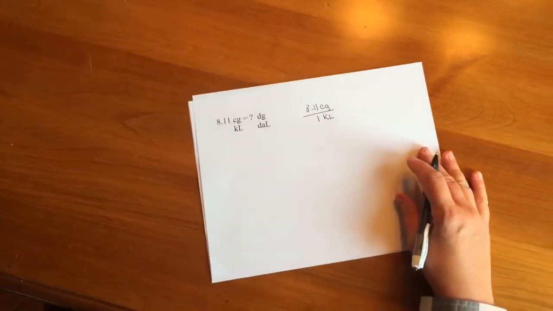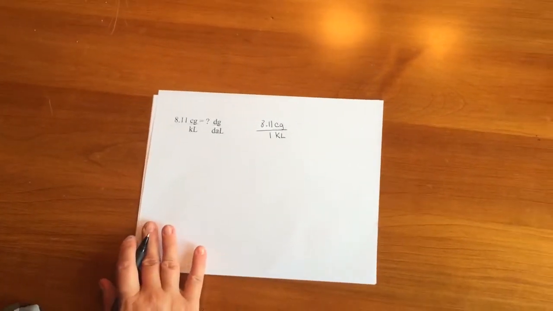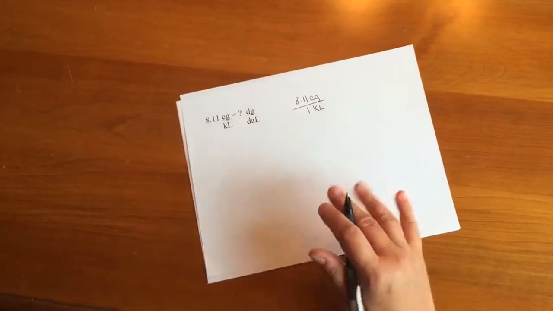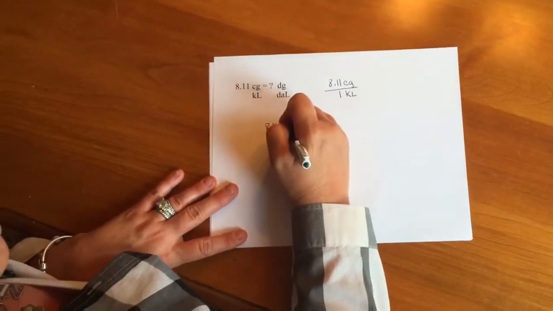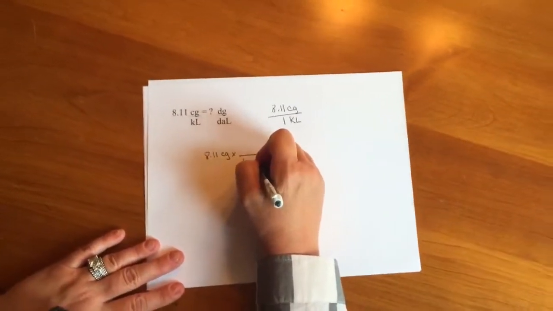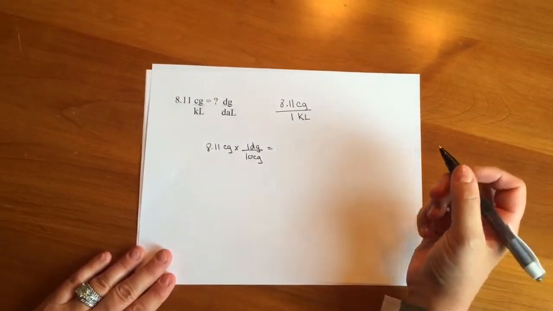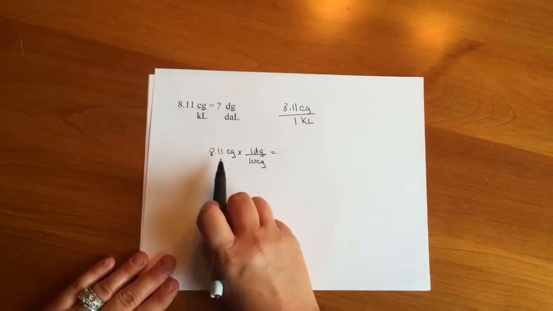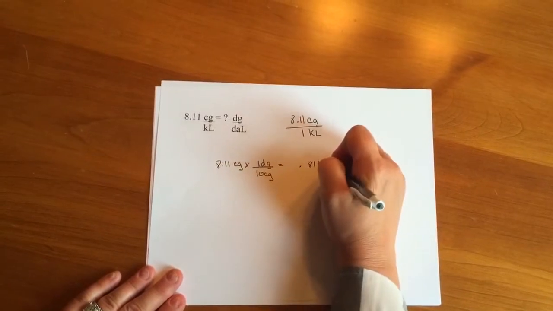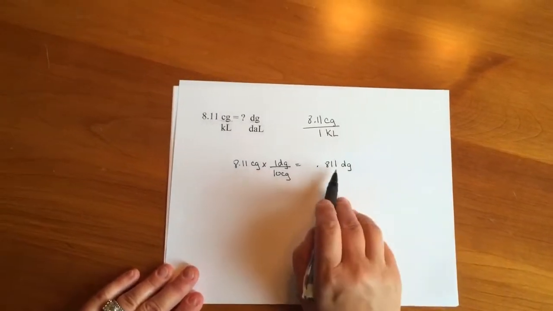So what we're going to do is look at them separately. We're first going to look at converting the 8.11 centigrams to decigrams. So we're going to take 8.11 centigrams, and if you recall, there's 10 centigrams in 1 decigram. So we can just divide by 10, or we know we have to move it 1 to the left. So we get 0.811 decigrams. So now we've taken care of this part up here. We've turned it into decigrams.